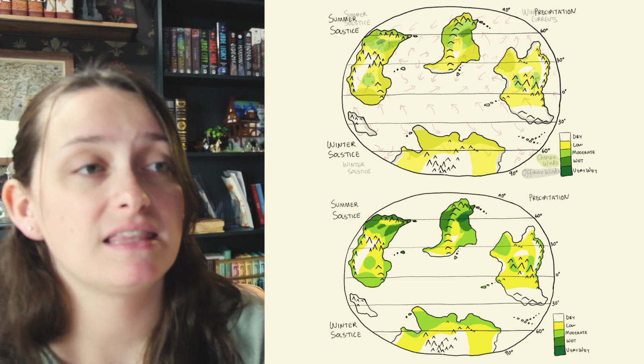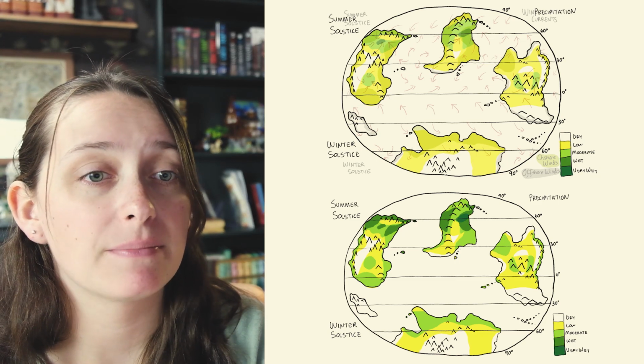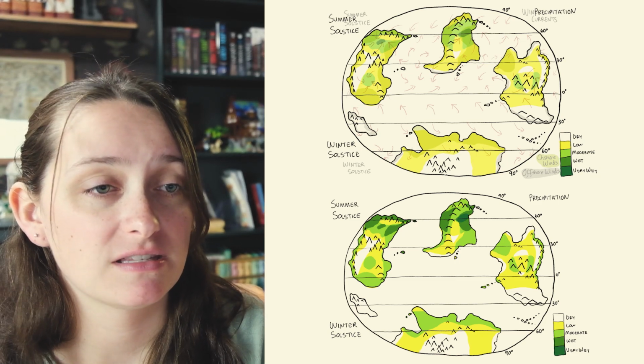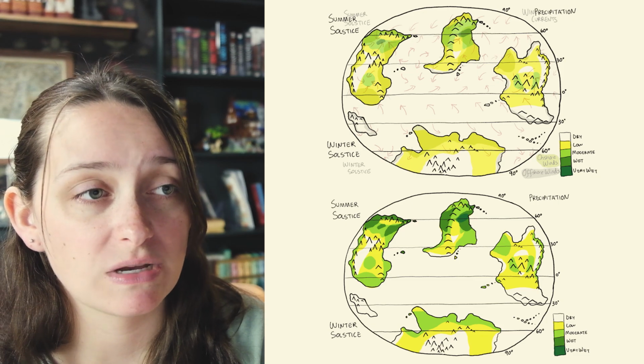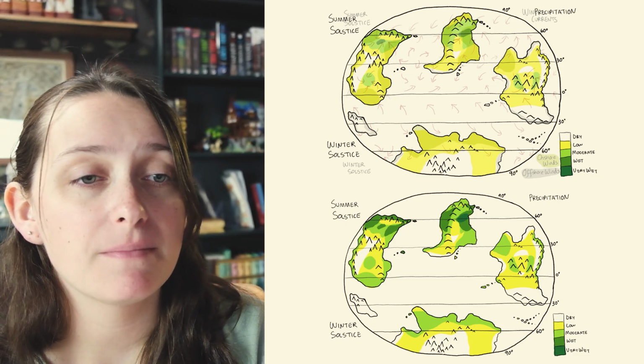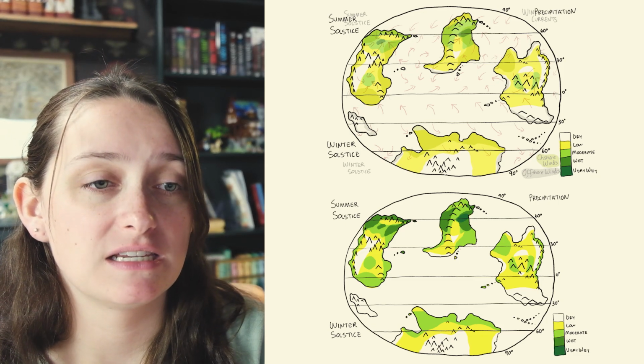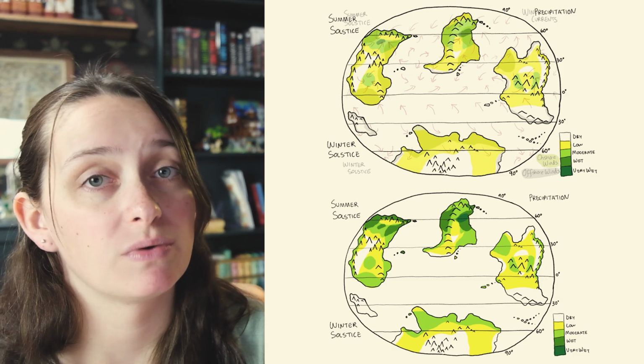So you can see here that I've taken that previous map and overlaid my wind currents map so that you can see where the onshore winds are. And then the bottom map has those areas with the additional precipitation from the onshore winds filled in.